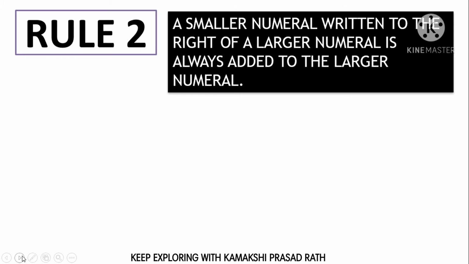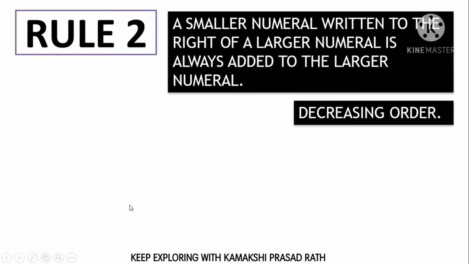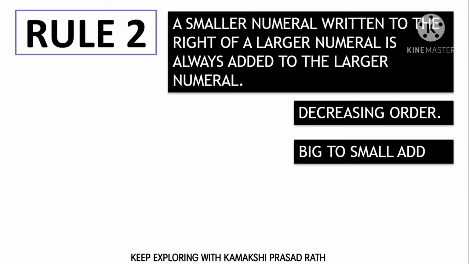Now rule number 2. Rule number 2 says, if a smaller numeral is written to the right of a larger numeral, then it is always added to the larger numeral. So let's see what this is. That means if we write the symbols in decreasing order, from big to small, we always add. For example, if I write the symbol V and a smaller symbol than V, which is I, so if I write VI, that means I am adding their values. You can see here, V is the larger one and I is the smaller one.